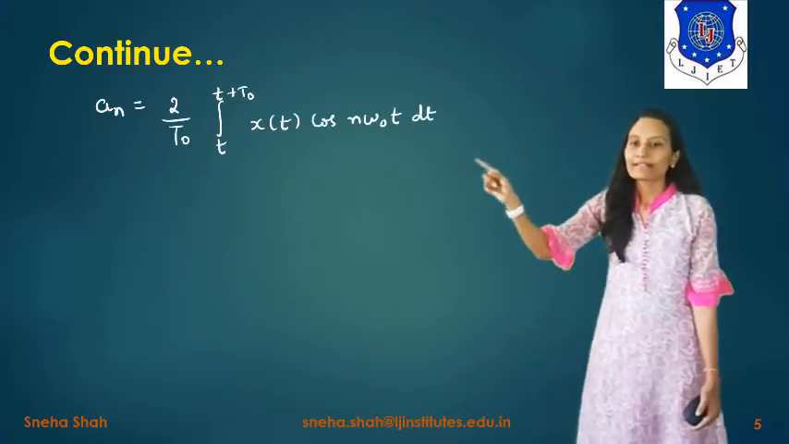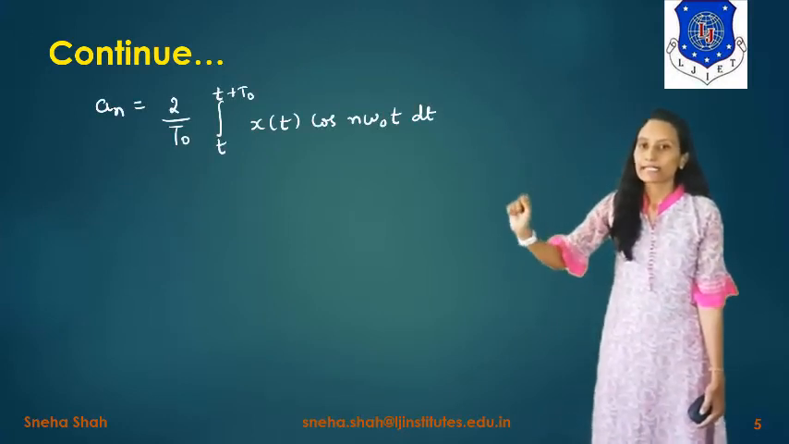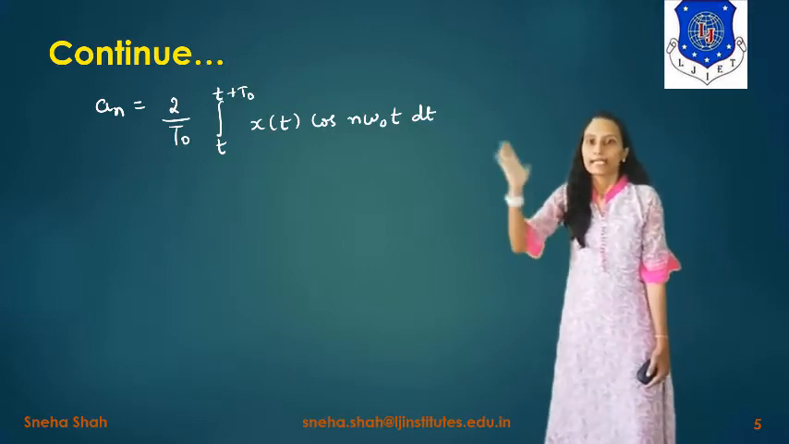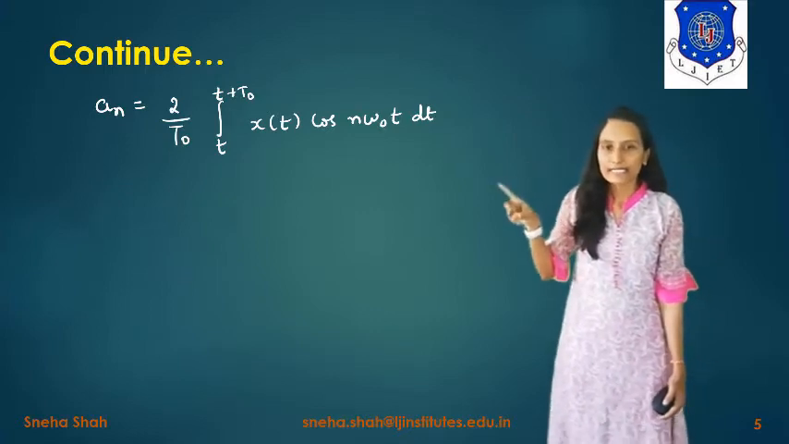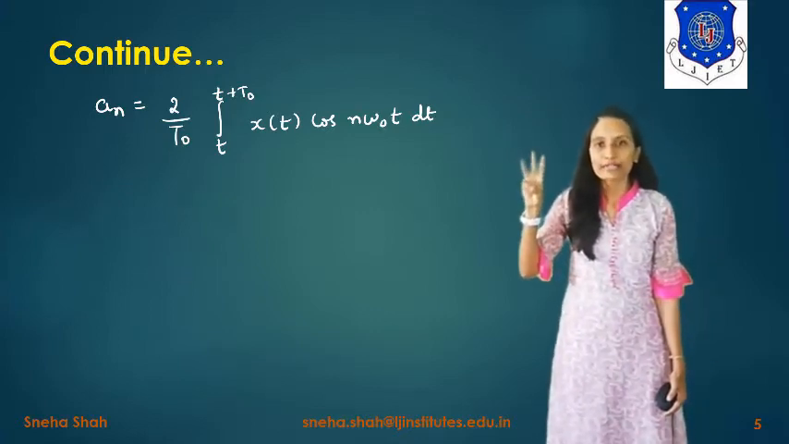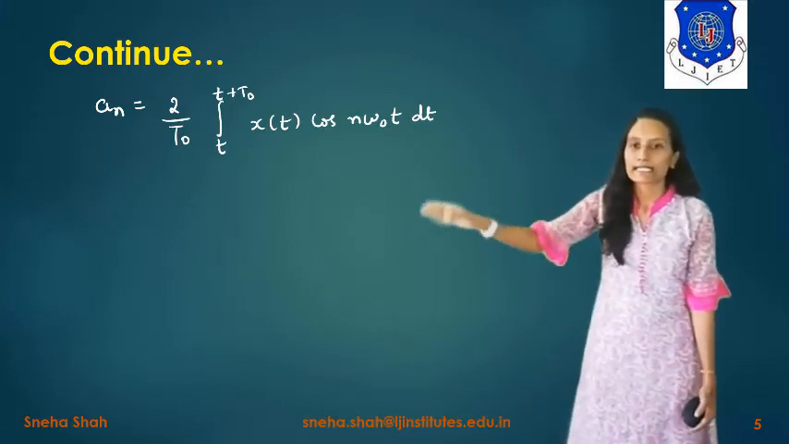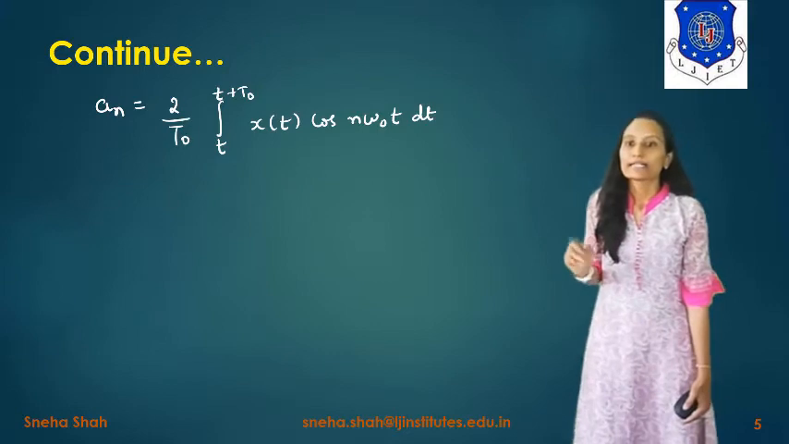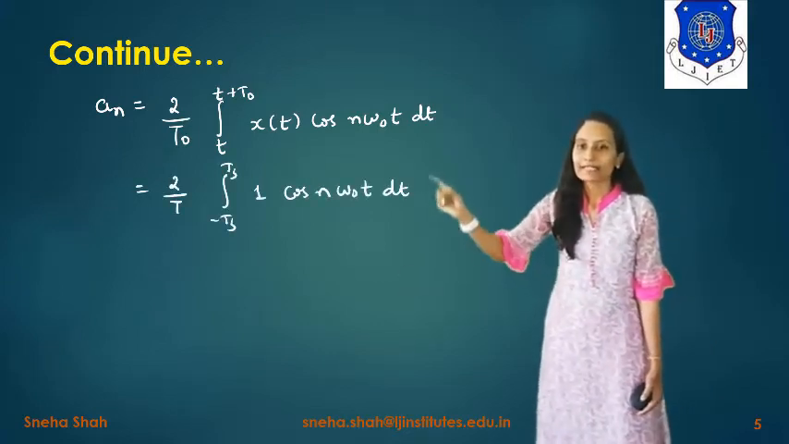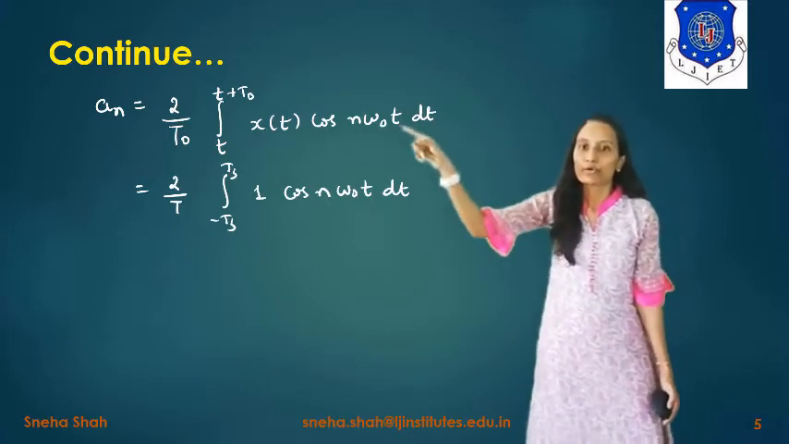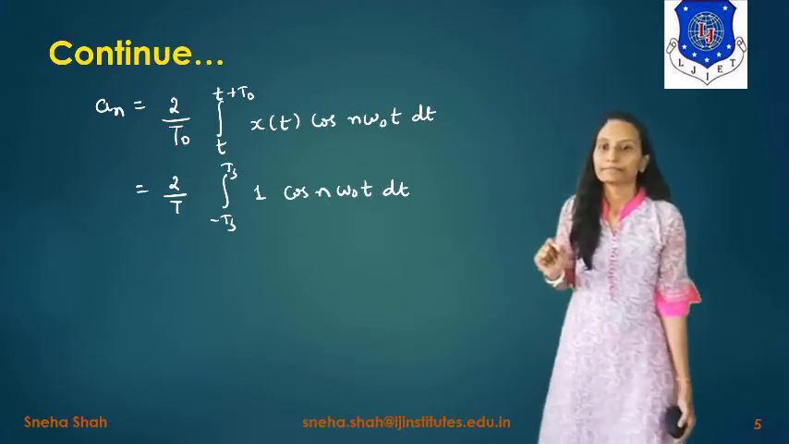Now we will be finding the second coefficient, which one is an. The value of an equals 2 by T0 integration t to t plus T0 x of t cos n omega 0 t dt. In this equation, we will put in the value of T0, x of t and also the value of omega 0, as well as change the range of integration. So the next step will be 2 upon capital T, the range will be minus Ts to Ts, the value of x of t equals 1, cos n omega 0 t dt.